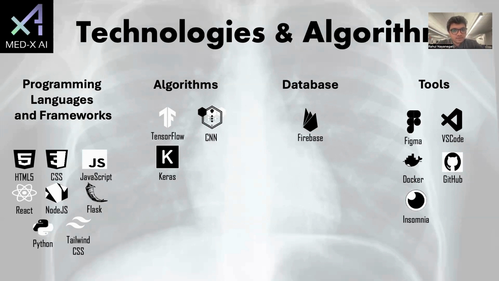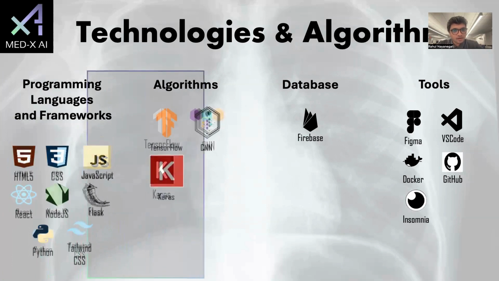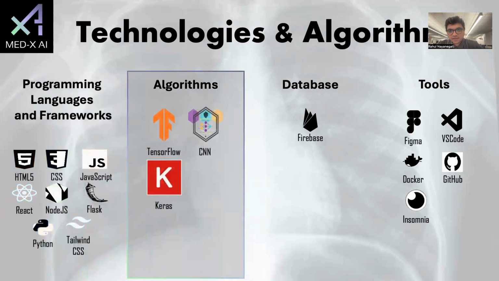So firstly, programming languages and frameworks. These are the building blocks that enable us to create dynamic and responsive user interfaces as well as robust backend systems. So next is algorithms. At the heart of Medex lies a sophisticated deep learning algorithm that leverages the power of AI to analyze medical images with accuracy. So, database.